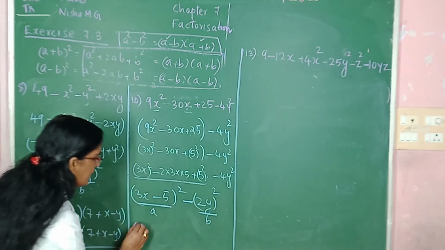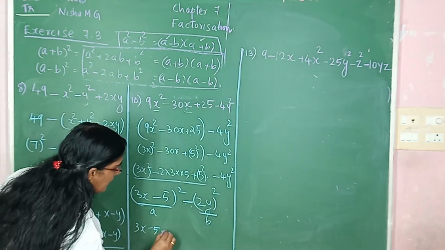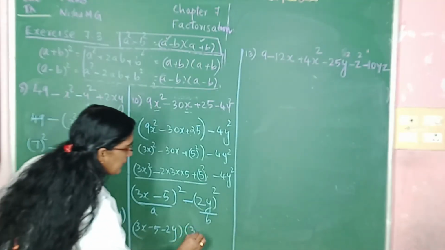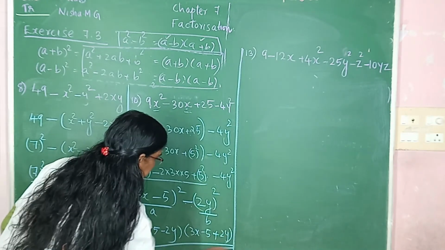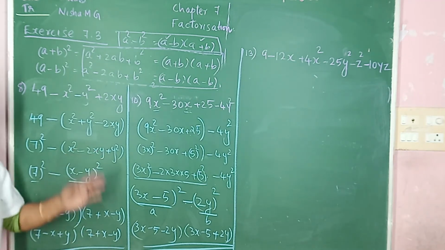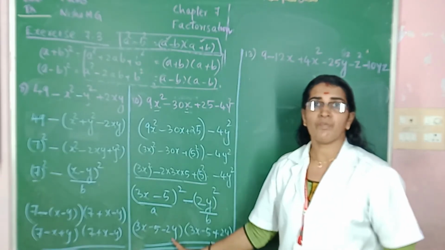Here what is a? 3x minus 5. A minus b. What is b? Minus 2y into a plus b. What is a? 3x minus 5 plus what is b, 2y. I hope it is clear for you. So actually we are using the first identity here to factorize.